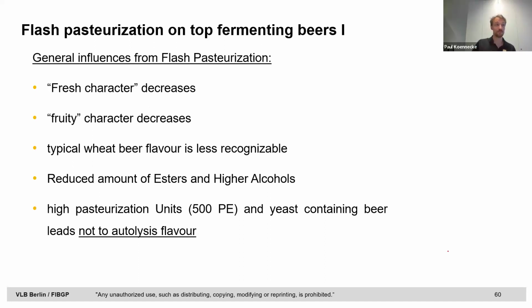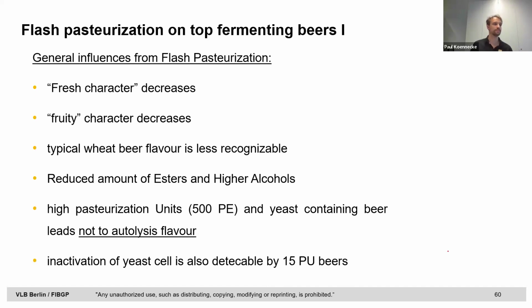And because the yeast is still in there, you probably have to use high pasteurization units. But this doesn't lead to an autolysis flavor, which is good. So the cells are dead, but they don't break open in an amount that causes an autolysis flavor, which you really don't want to have. Also, you can detect an inactivation of yeast cells at 15 pasteurizing units, just not as completely as when you go to higher values.